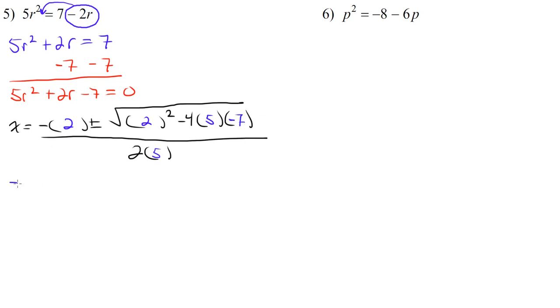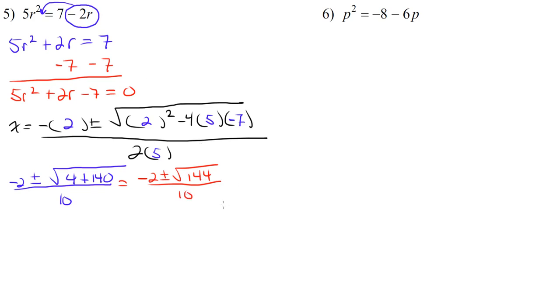So we have here negative 2 plus or minus 2 squared is 4. And negative 4 times 5, that's negative 20, times negative 7 is positive 140. And 2 times 5 is 10. 4 plus 140 is 144. So negative 2 plus or minus radical 144 over 10. 144 is a perfect square. The square root of 144 is 12. So we have here negative 2 plus or minus 12 divided by 10.